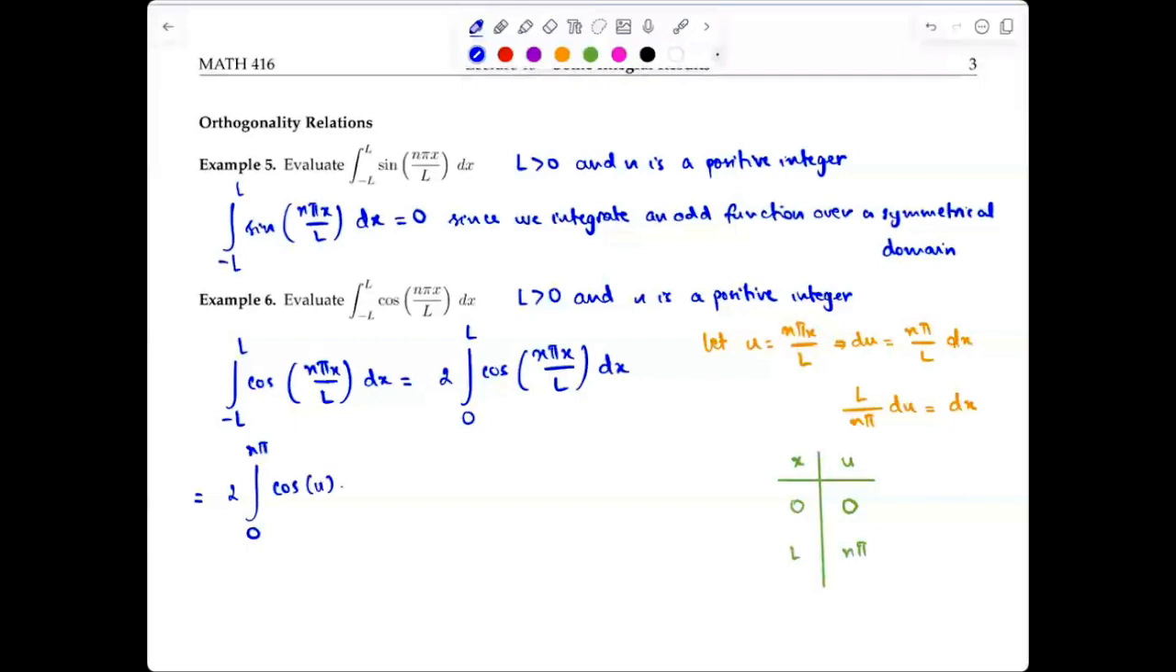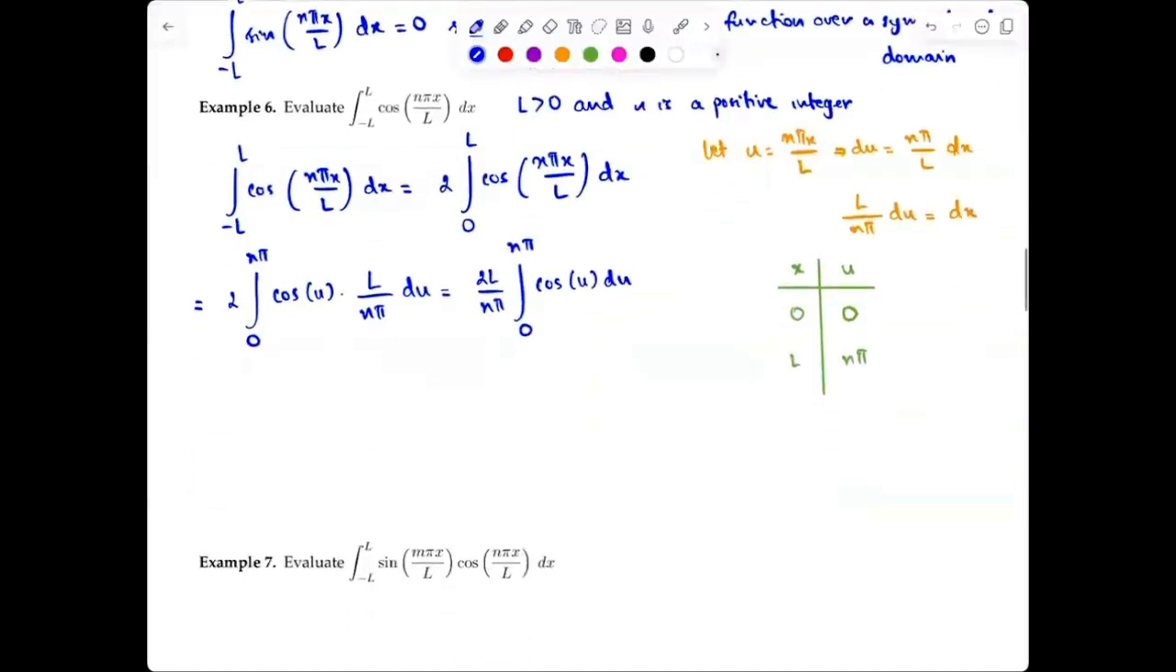times L over n pi du. And L over n pi is a constant, so you can pull that out of the integral. You get 2L over n pi times the integral from 0 to n pi of cosine of u du. The antiderivative of cosine is sine, so you have 2L over n pi times sine of u evaluated from 0 to n pi.